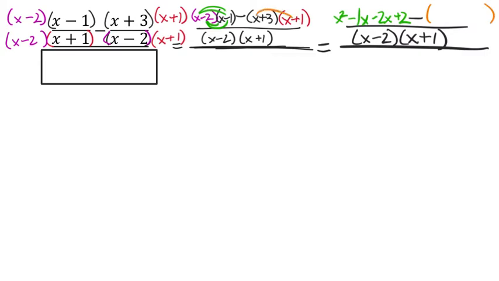So I got x times x, which is x squared. Then I've got x times 1, which is positive 1x. Then I've got 3 times x, which is positive 3x's. Then I've got 3 times 1, which is positive 3. So I barely fit that in.